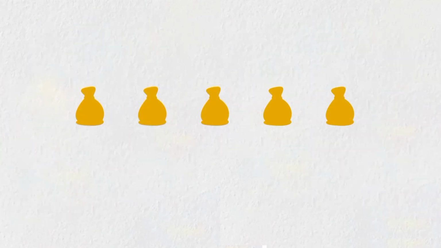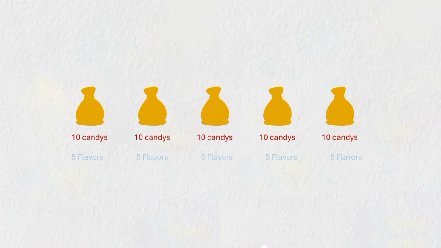Suppose there are 5 bags. Each bag has 10 pieces of candy of 5 flavors. We expect to have an equal number for each flavor. That means we expect 10 over 5, equal to 2 pieces of candy in each flavor from each bag. So each flavor of total candy is 2 multiplied by 5, equal to 10.